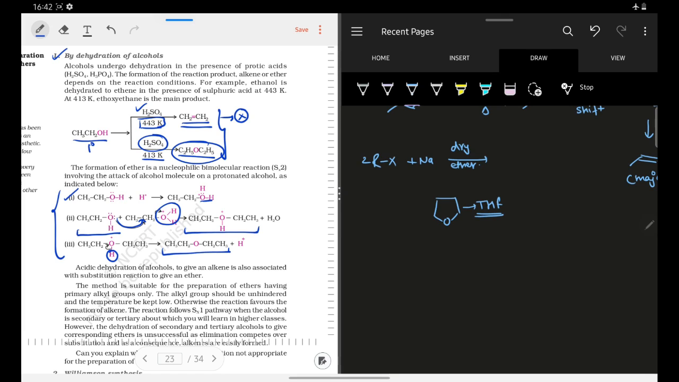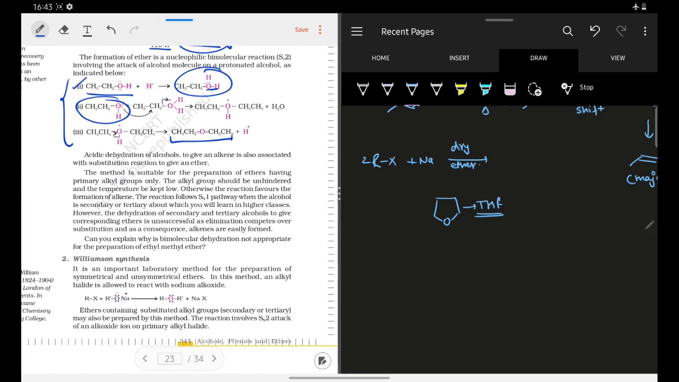The drawback of this method is that more than one product can be formed. And secondly, unsymmetrical ethers cannot be formed with this method. Look at this, you are using this alcohol, you are protonating it, and then the alcohol that attacks on this carbon atom is also the same alcohol. So it will of course lead to the formation of your symmetrical ether, right? You cannot form unsymmetrical ethers by this method. So this is one of the drawbacks of this method. Another drawback is that you cannot form ethers of 2 degree or 3 degree alcohols.